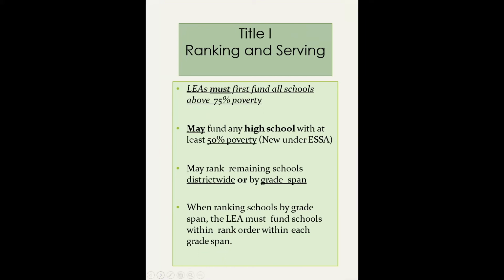Then after that, you can rank your remaining schools in one of two ways. District-wide, put all your schools in a row, and you're going to rank them all highest poverty, lowest poverty. Or your choice, you can do it by grade span, because maybe we want to serve our elementary schools first, so we'll rank them, then we'll rank our middle, then our high. When you rank them, then you have to serve them in rank order within the grade span.